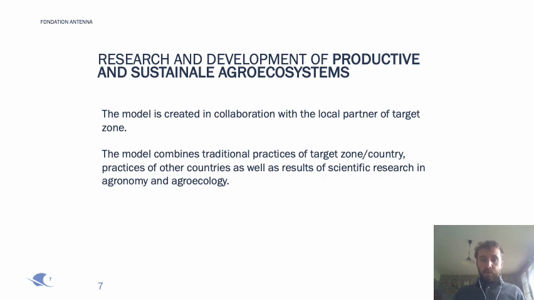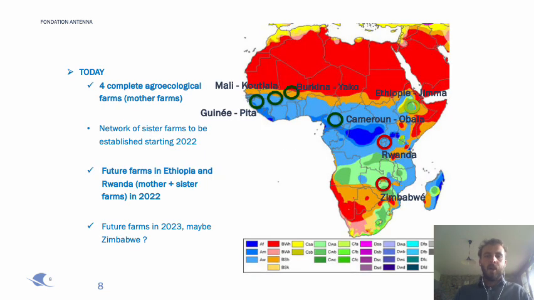We developed these models in collaboration with our local partner, in the case of Ethiopia with Jimma University, and we try to combine traditional practices of the target zone country or of other countries with scientific research and results that we find on paper. So we try to make a synthesis of everything we can find, including traditional knowledge and scientific knowledge. For the moment, we have established 4 complete farms in Cameroon, Burkina Faso, Mali, and Guinea.